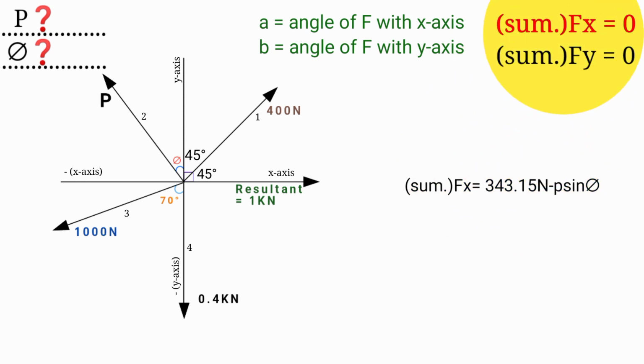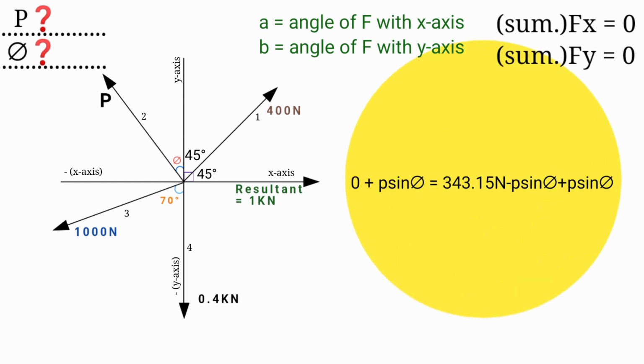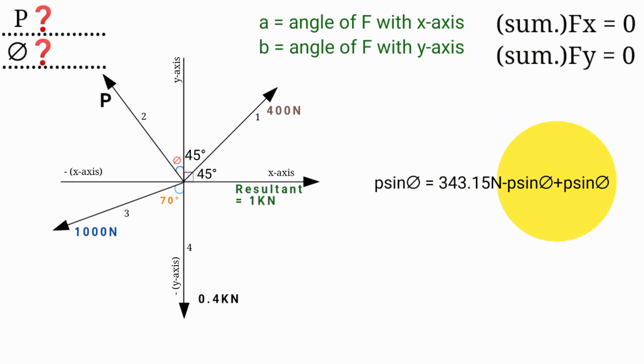But here, we acknowledge that summation of f of x equal to 0. Substituting here now, 0 equal to 343.15 newton minus p sine theta. To bring back p sine theta to this side here, we add p sine theta to both sides now. p sine theta equal to 343.15 newton minus p sine theta plus p sine theta. Minus p sine theta plus p sine theta is 0. So p sine theta equal to 343.15 newton. Now coming back to this, summation of f of y equal to 0.